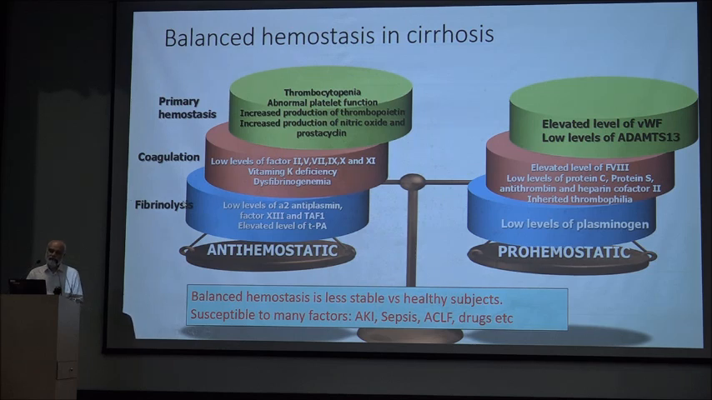Then there is fibrinolysis. This is also balanced with each other, but this balanced hemostasis is less stable as compared to healthy subjects, and these patients are susceptible to many factors. For example, AKI, sepsis, ACLF, simple drugs can lead to a tilt to either pro-hemostatic or anti-hemostatic scenario.